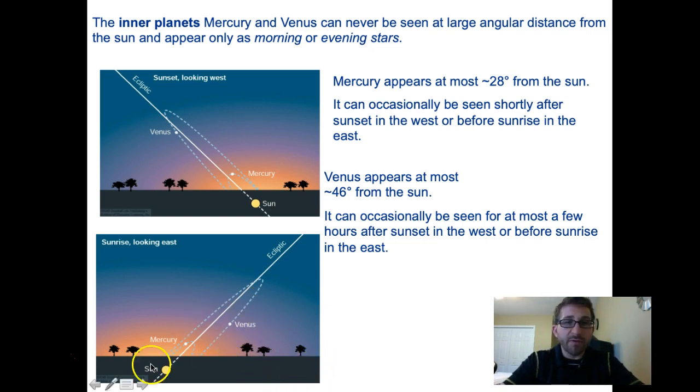Venus is the brightest star, or brightest planet, of all of them. The only things brighter than Venus are the full moon and the sun. Every other planet is less bright than Venus.